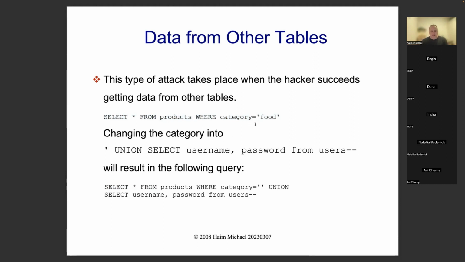Instead of food, we pass over something like this. And then what happens? We get another SQL statement executed. And then because of using the union, from this query we get nothing, but because of the union, we get, in this case, all username and password from the table users. So we actually get data from other tables.